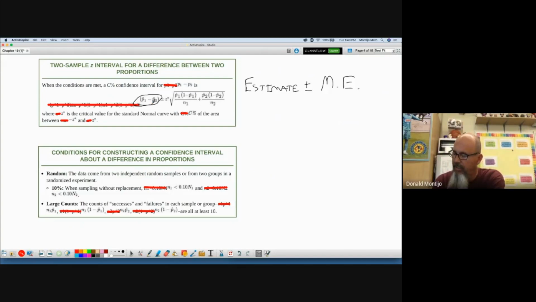So in this case, these should all look familiar. This is the mean, and this is the standard deviation. That's why this piece back here is called the standard error, because really it's just the standard deviation.